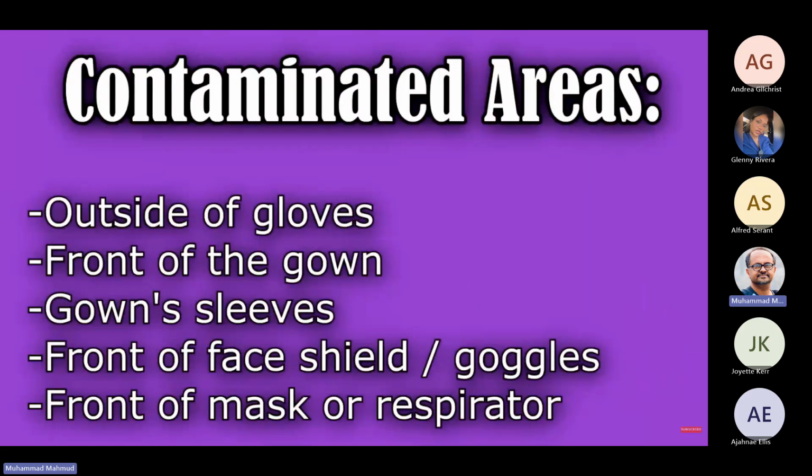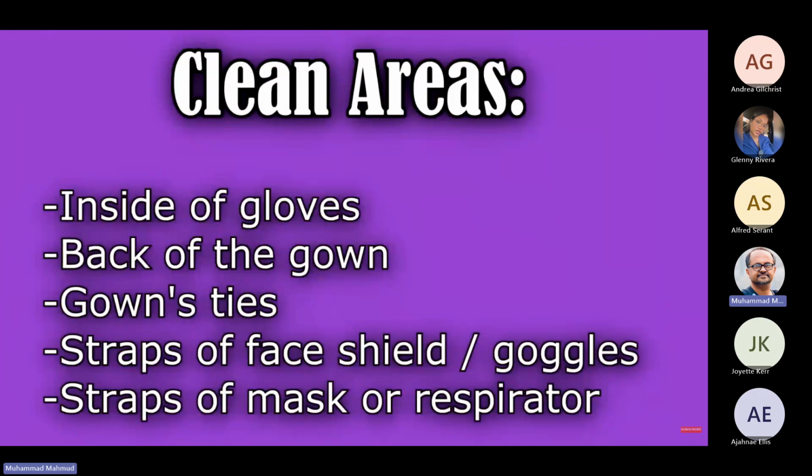Before removing your PPE, it is very important to know which areas are considered clean versus contaminated. So the areas that are considered contaminated are the outside of the gloves, the front of the gown and the sleeves, the front of your face shield or goggles, and the front of your mask or respirator. The clean areas are the inside of your gloves, the back of your gown, which includes the ties, the straps of your goggles and face mask.